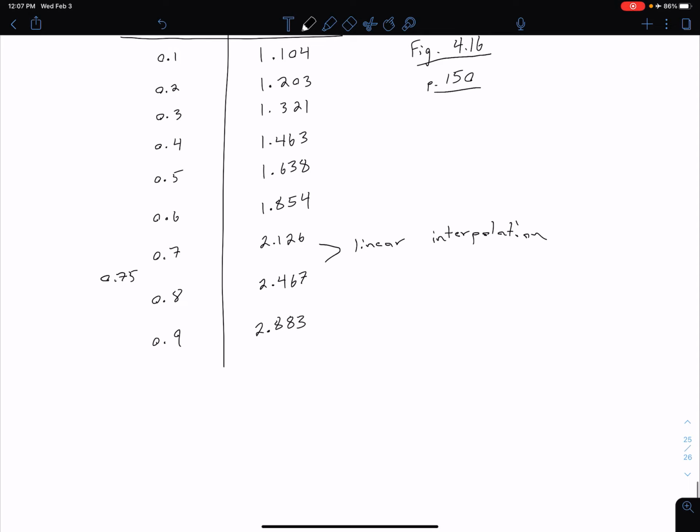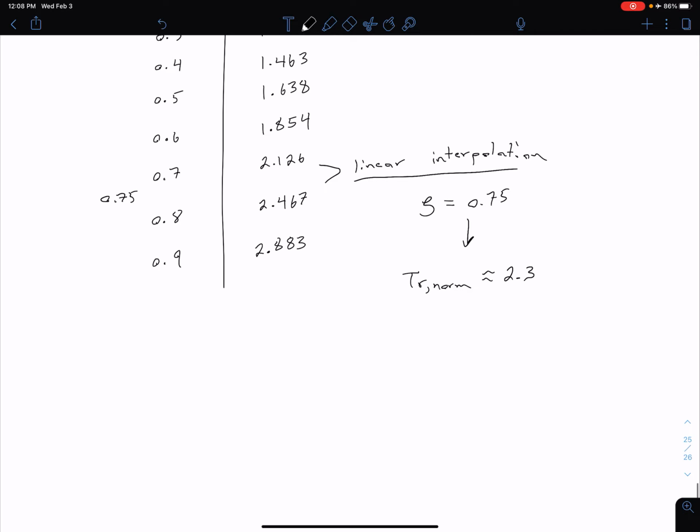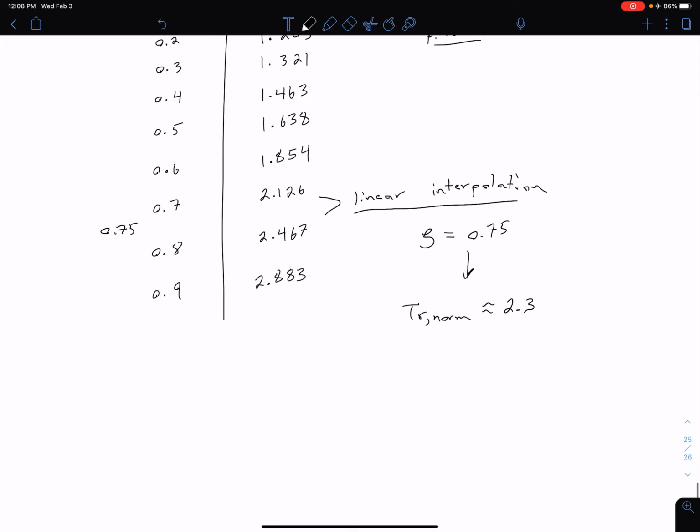Doing that linear interpolation, we can see that our damping ratio of 0.75 corresponds to a normalized rise time, let's call it TR norm, of approximately 2.3. If you have questions about how to do this linear interpolation, let me know and I'll be happy to go over that. This is our normalized rise time though, and in the problem statement we're just asked for the rise time.